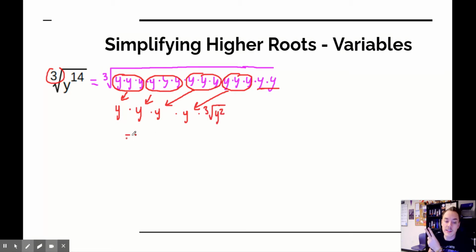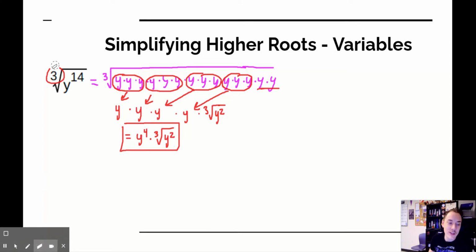So what does this equal? This equals y times y times y times y, which is y to the 4th, times the cube root of y squared. This is my final answer. That's the long way. How do you do it the easy way, the short way? I'll summarize everything that we did here.